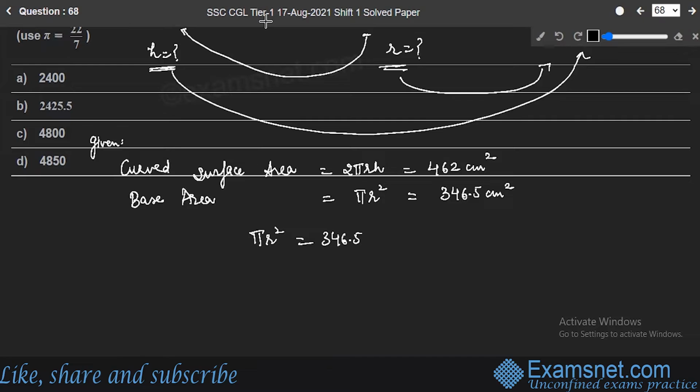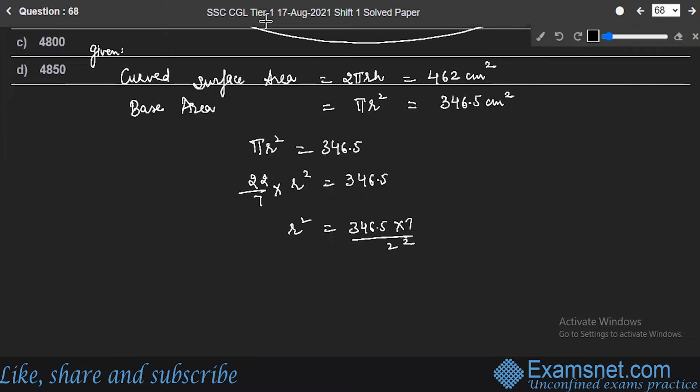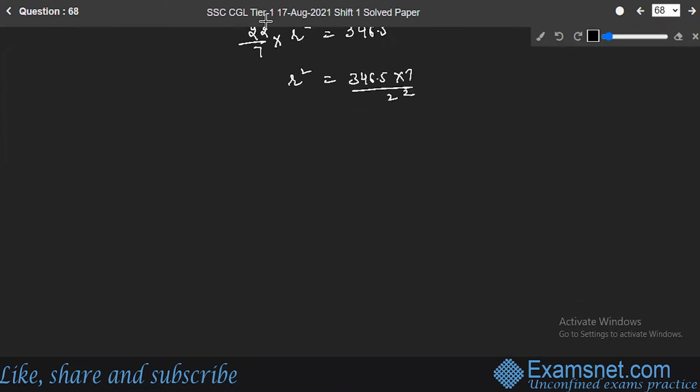You know, pi stands for, it's like 22 by 7 into r square is 346.5. R square is equal to 346.5 multiplied by 7 divided by 22. So this gives you R square is equal to 110.25, or R is equal to square root of 110.25, which is equal to 10.5 centimeter. Okay, we got the R. Now we'll be filling this in the curved surface area formula.